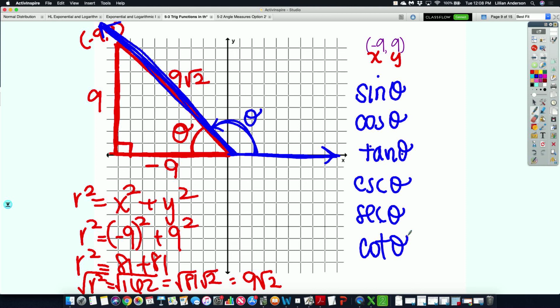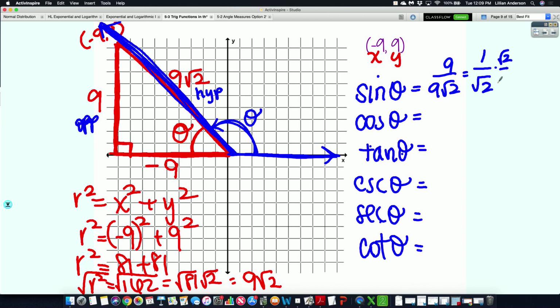Sine is what over what? Opposite over the hypotenuse. What's my opposite side? 9. What's my hypotenuse? 9 times square root of 2. So I have 9 over 9 square root of 2. Can I simplify that? Well, this simplifies first to 1 over the square root of 2, and then I can simplify that, can I not? Because I cannot have a square root in the denominator, so rationalize, so I get the square root of 2 over 2.